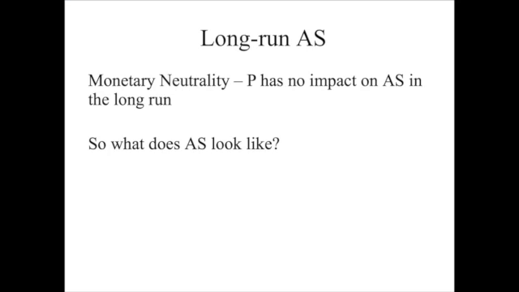So to start with the material, we're going to distinguish between a long-run aggregate supply curve and a short-run aggregate supply curve. In the long run, monetary neutrality holds, so P has no impact on aggregate supply. If that's true, then what should the aggregate supply curve look like when we graph it on a Y versus P diagram? Pause the video and think about this for a bit.